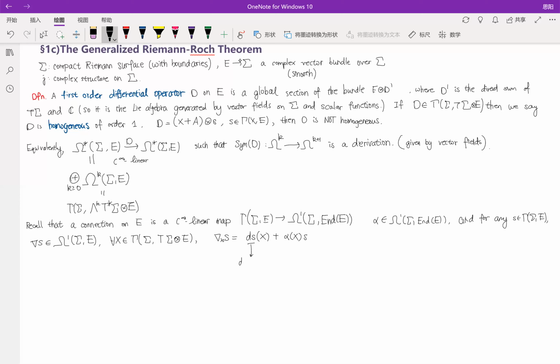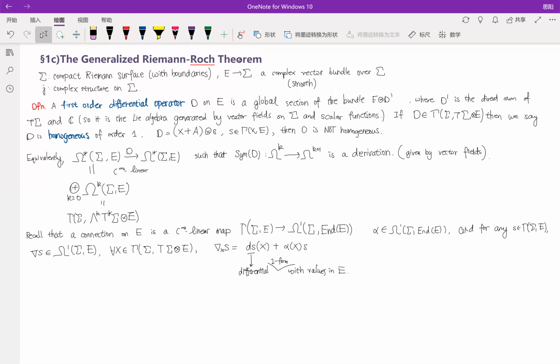So ds is a differential form with values in E. A differential one form with values in E. And we know that in this case, for any x, a vector field, the connection with x is a differential operator of first order.